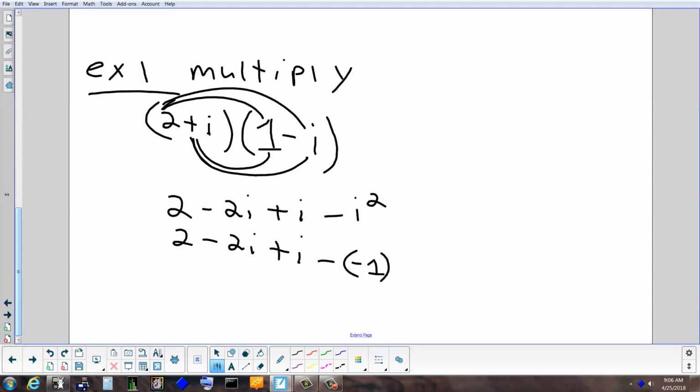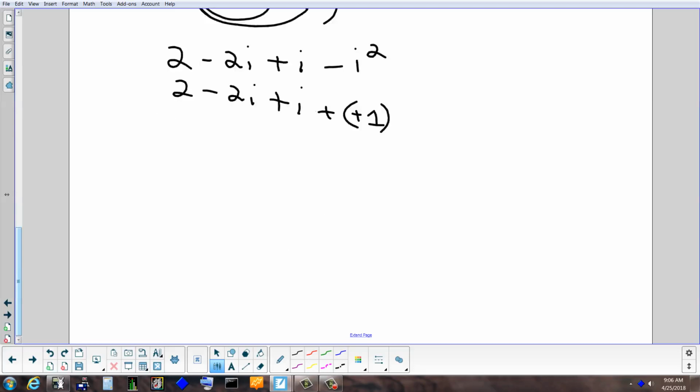So when I have minus minus 1, what is that really? Yeah. Just positive. It's really +1. So I'm just going to make it plus 1 instead of minus negative. Okay. And now I've got some like terms I can combine. 2 plus 1 is 3. So we get 3.